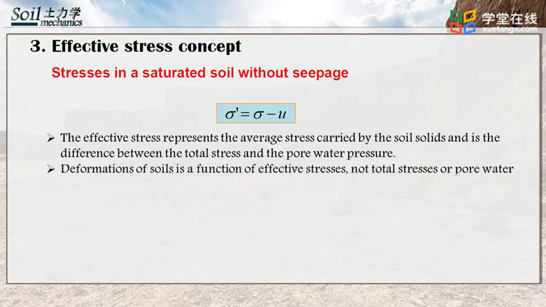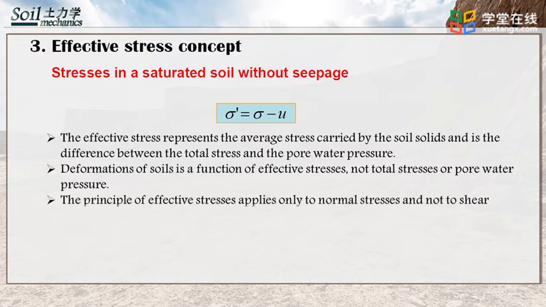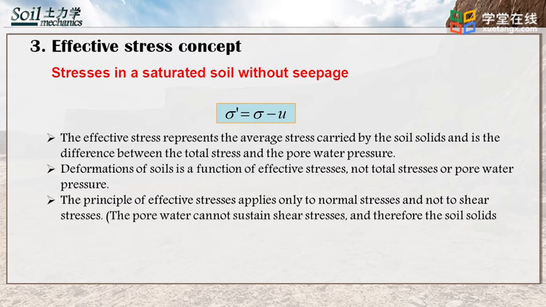Deformation of soil is a function of effective stress, not total stress or pore water pressure. The effective stress concept applies only to normal stress and not to shear stress, as the pore water cannot carry shear stresses, and therefore the soil solid must resist the shear forces.